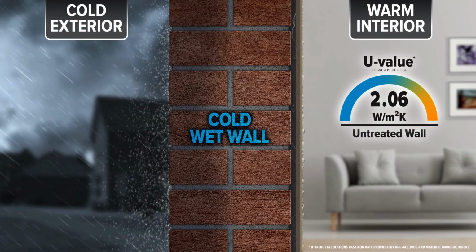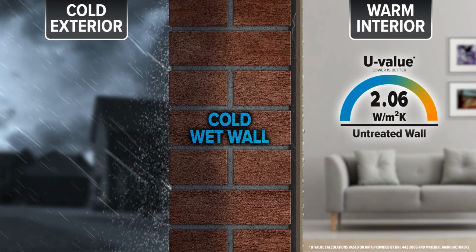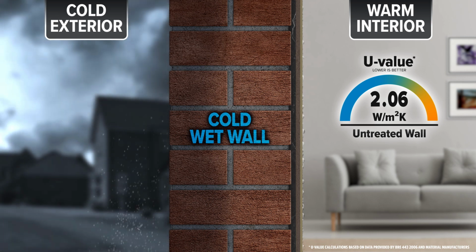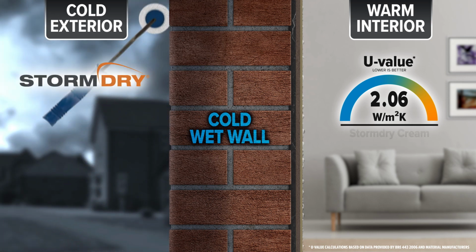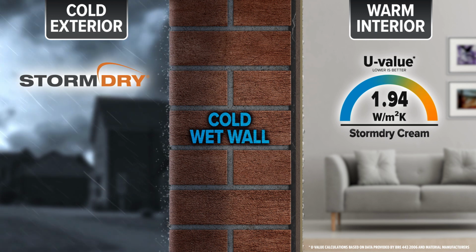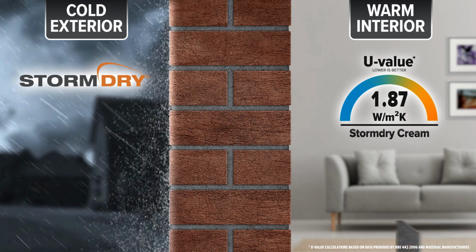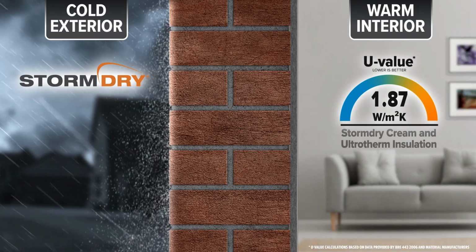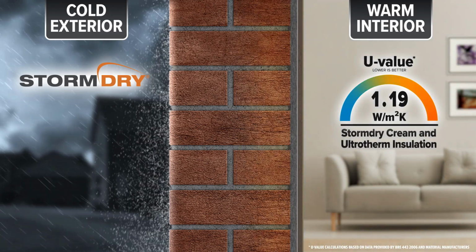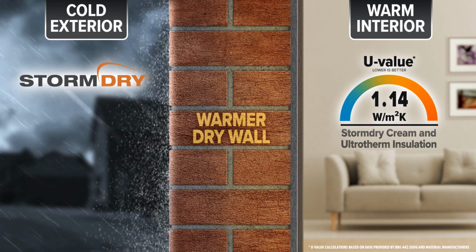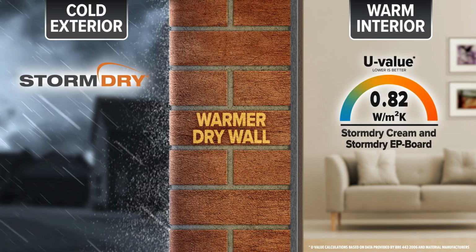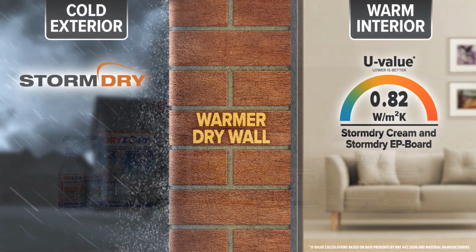In the British climate, poorly insulated wet masonry walls are a prime contributor to problems with condensation. An application of Storm-Dry masonry protection cream prevents rain penetration and allows the wall to dry out. When combined with our range of slimline insulation products, a warmer external wall can be easily achieved, greatly reducing the likelihood of condensation and mould from forming.